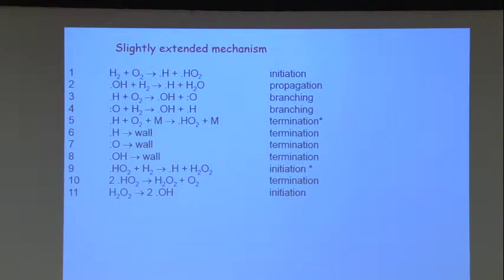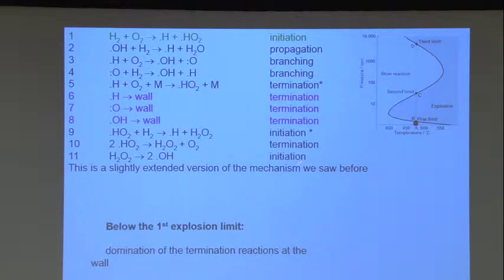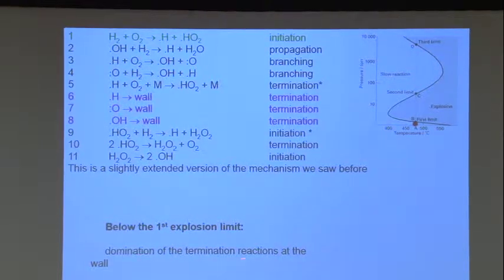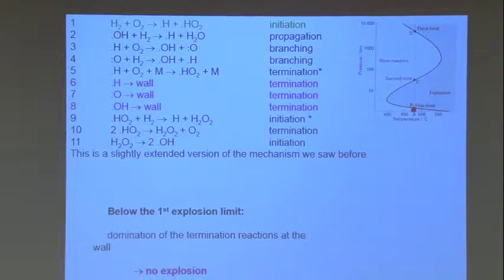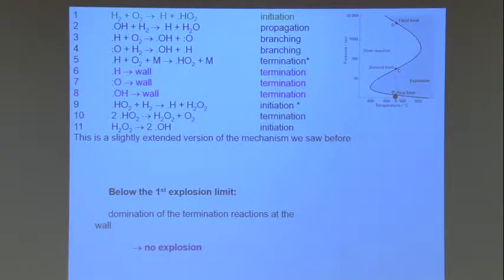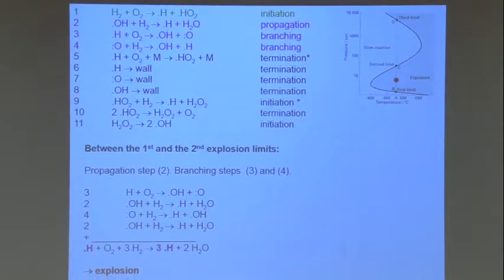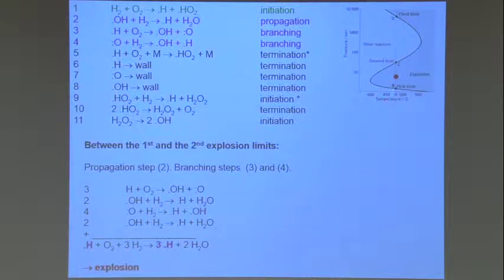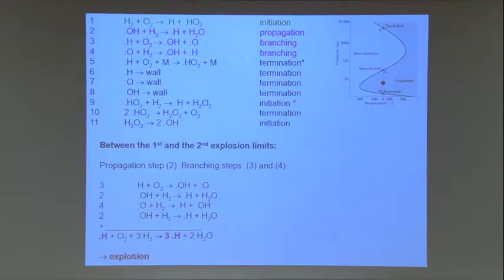So that's the mechanism. And so let's have a look, first of all, below the first explosion limit. And there's no explosion. And what's happening is it's low pressure, the radicals are diffusing to the wall, and termination is faster than branching. When we go above the limit into this peninsula here, then what happens is these propagation and branching steps are now occurring more rapidly than termination.